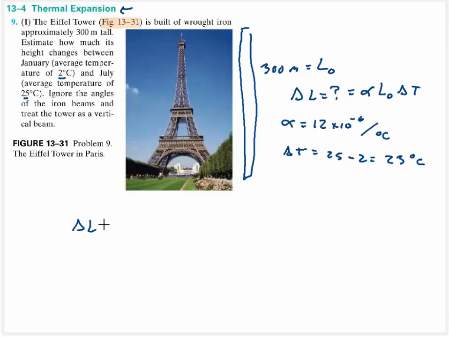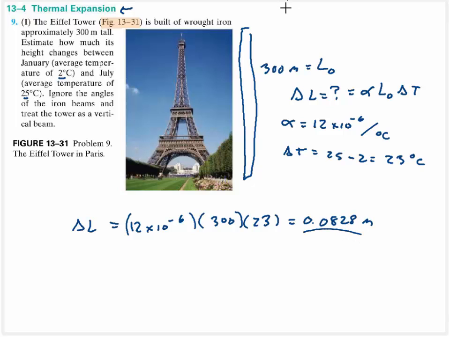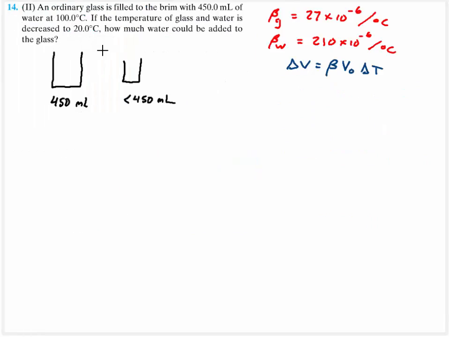And so the change in the length is very simply going to be equal to 12 times 10 to the negative 6 multiplied by the original length multiplied by the change in temperature, and we're going to come up with 0.0828 meters, so about 10 centimeters.